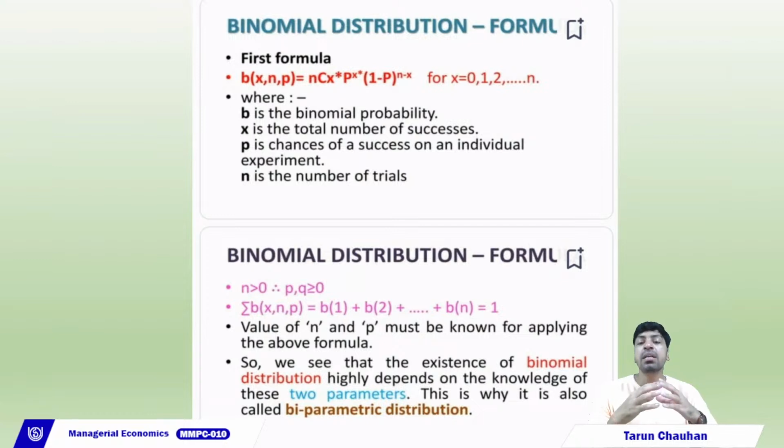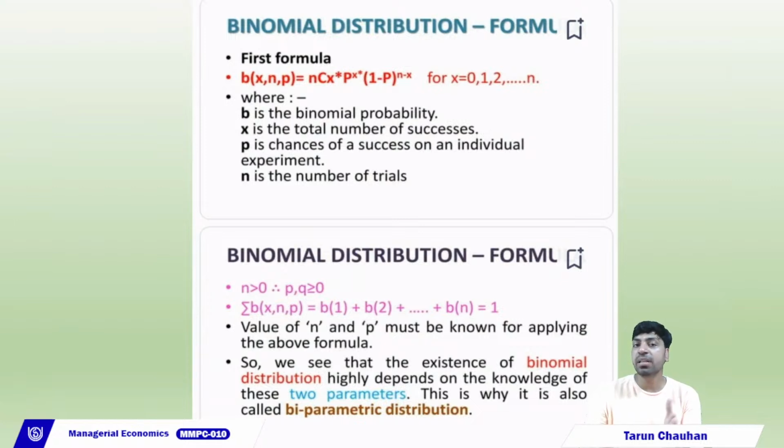So it means you have to apply the first formula where you need to calculate p and n and x as well. This particular approach will always exist when only two parameters are given, and that's why in other words it is called the biparametric distribution as well.